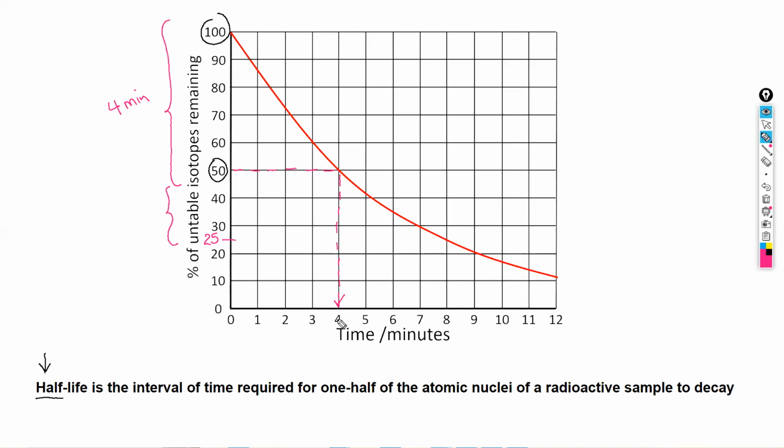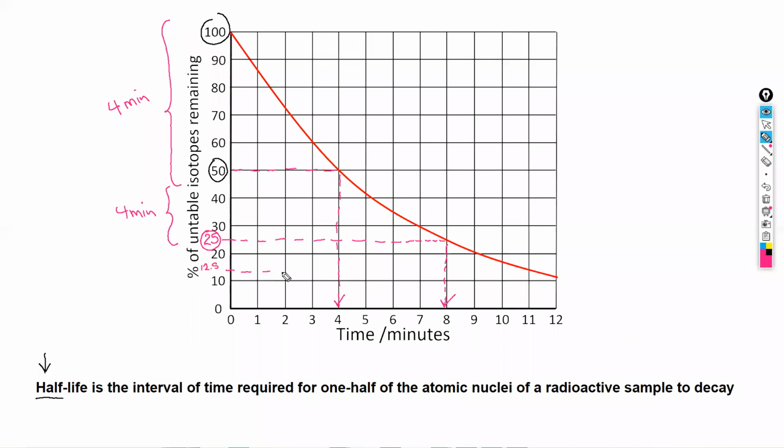How long did it take from this point to reach 25, which is half of 50? And you will see it's roughly how much? It lands on 8. But from 4 minutes to 8 minutes is another 4 minutes. Okay? Now we are standing at 25. How much is half of 25? Well, half of 25 is about 12.5.